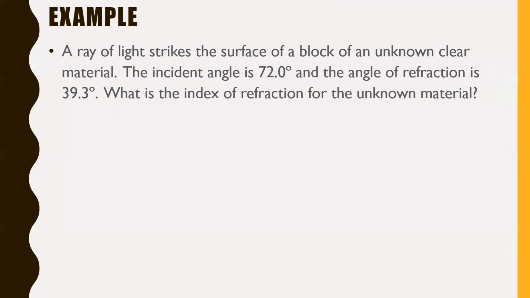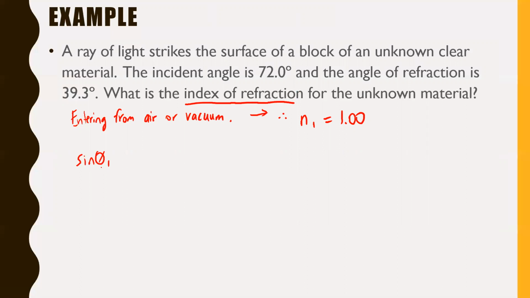Okay, since it's striking the surface of a block, we can assume that it's entering from either air or a vacuum. That is a valid assumption to be making here. So therefore, N1 is just 1.00. Now, since we're looking for the index of refraction, it would probably be wise to use the formula that says sine theta 1 over sine theta 2 equals N2 over N1.